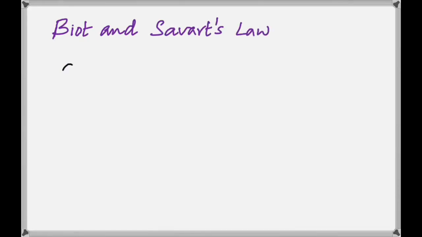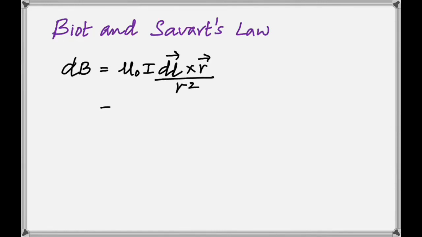Biot and Savart's law gives the magnetic field due to an elemental conductor, a really small conductor. If you imagine that a conductor is divided into so many small, tiny segments, dB is the magnetic field due to one such segment, and that's given by this formula: mu naught I dl cross r by r squared.